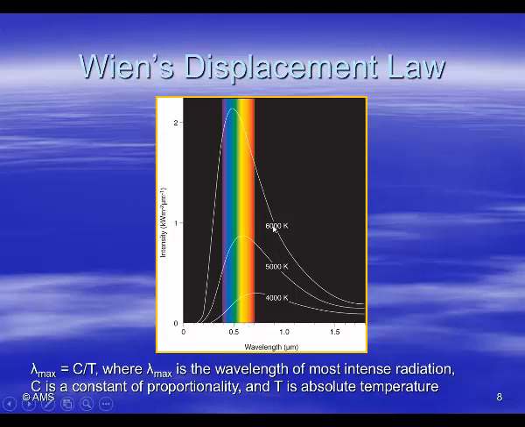If we look at the hottest star, it peaks somewhere around blue, and this is about 0.4 micrometers. So once again, the shorter the wavelength, the more energy, or the hotter the star is.